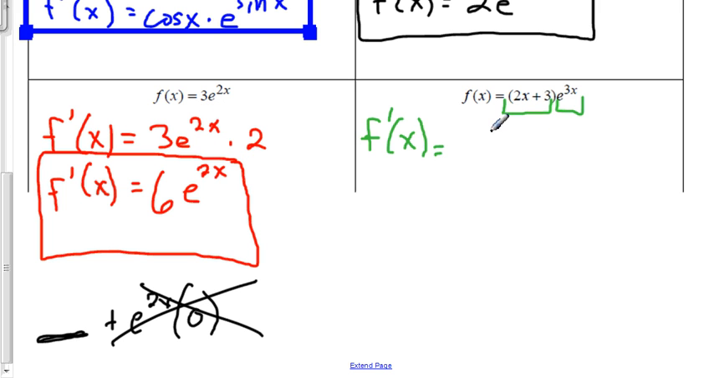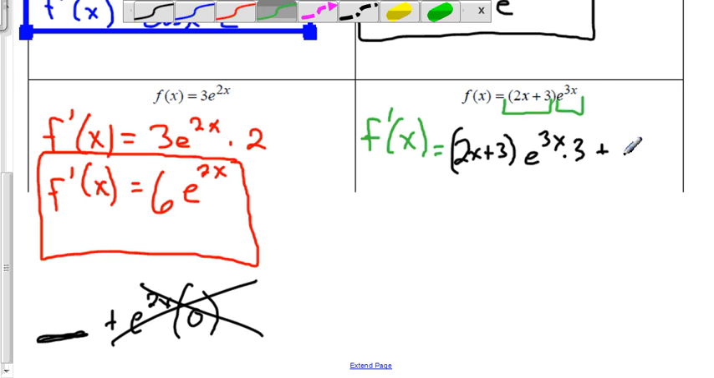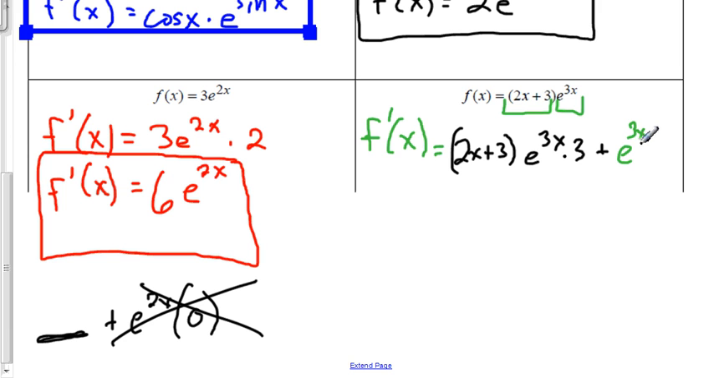Well, over on this fourth one, we do need to do the product rule. So I'm going to do the first times the derivative of the second. So here's where we use our new rule. e to the 3x times 3, plus the second times the derivative of the first, and the derivative of 2x plus 3 is just 2.